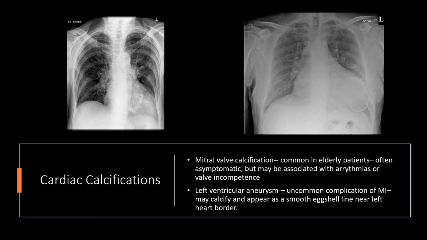Some other calcifications you can see are mitral valve calcifications. These are common in elderly patients, and they're often asymptomatic, however, may be associated with arrhythmias or valve incompetence. On the right is a rare left ventricular aneurysm, which is a common complication of a pretty large MI. And these can calcify and appear as a smooth eggshell line near the left heart border.